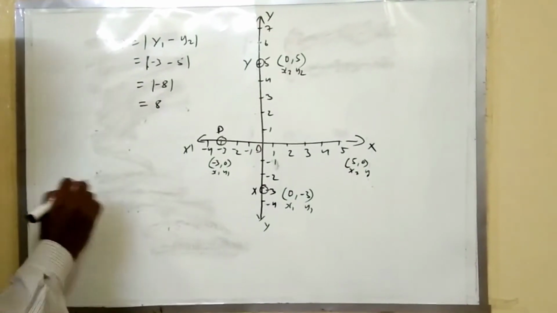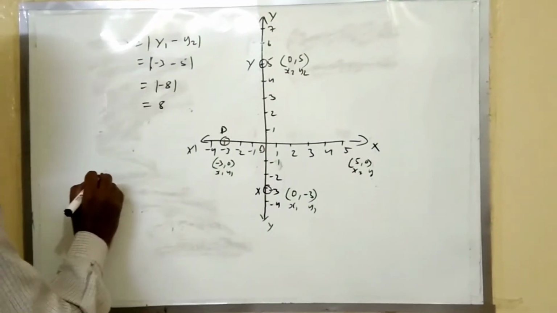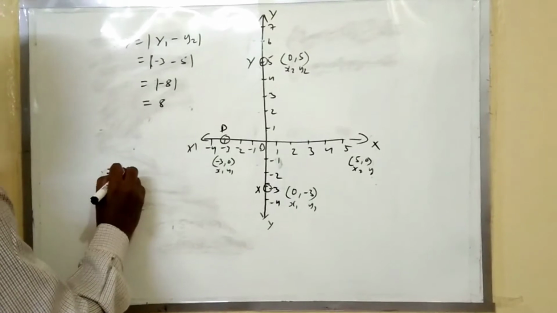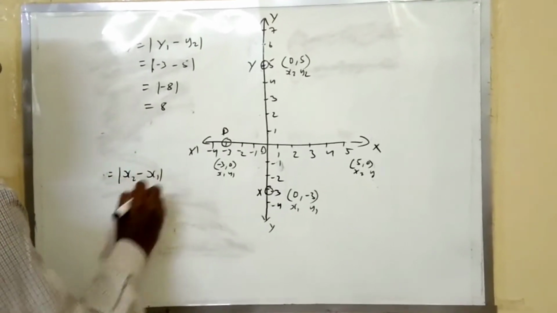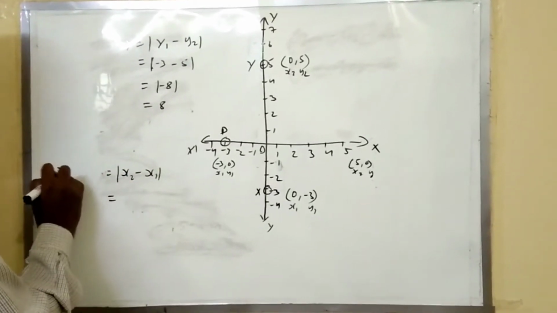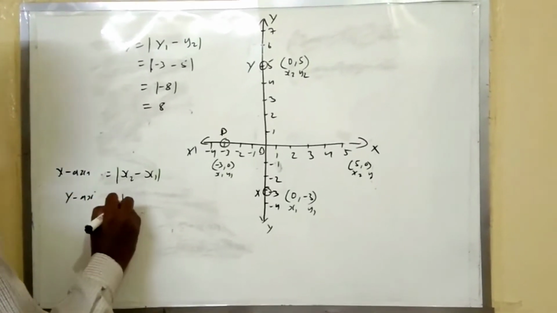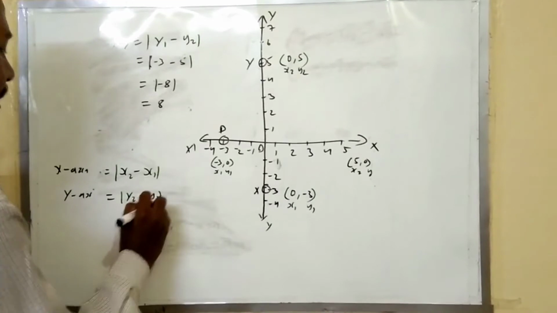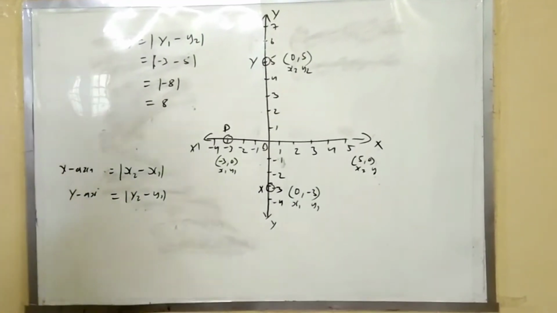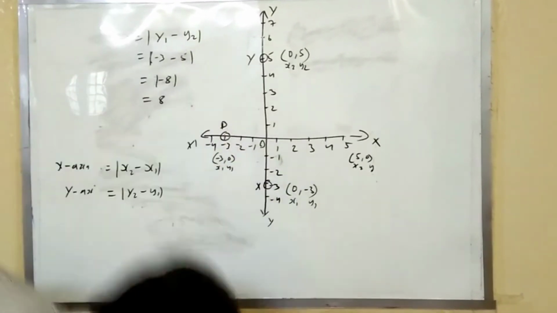So the distance of any two points on x-axis is equal to mod x2 minus x1. This is on x-axis and this is on y-axis, mod y2 minus y1. Okay. Now come to the next point.